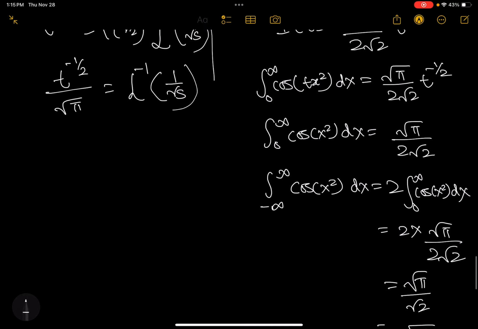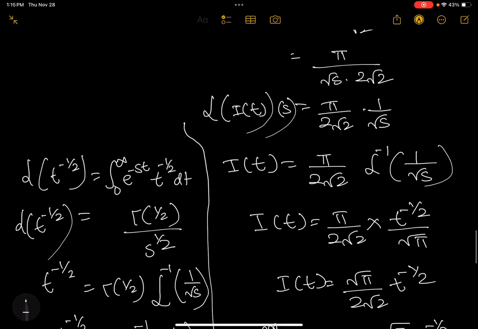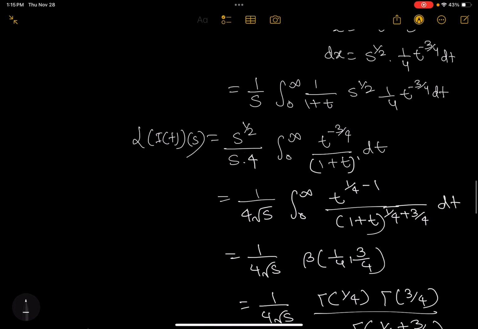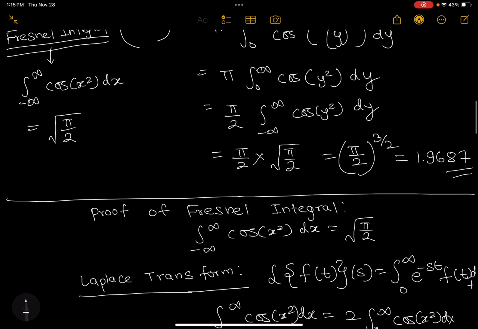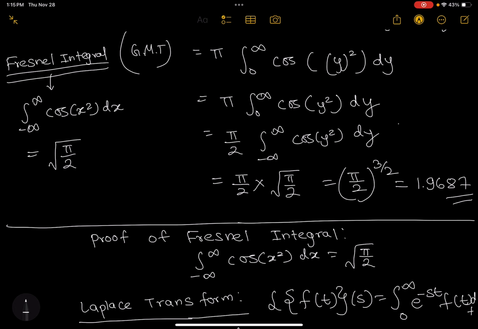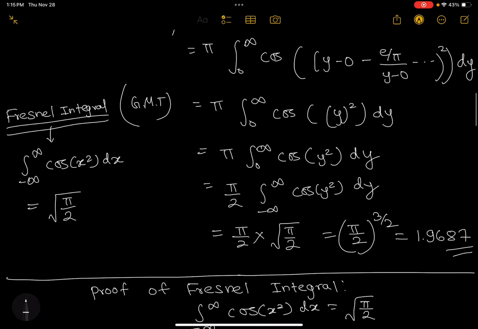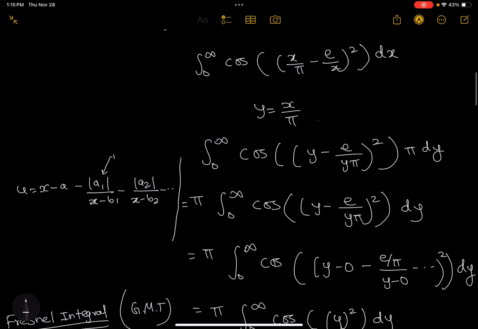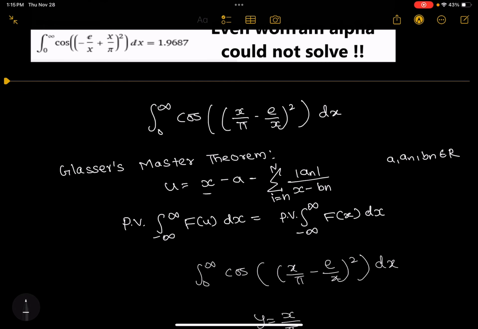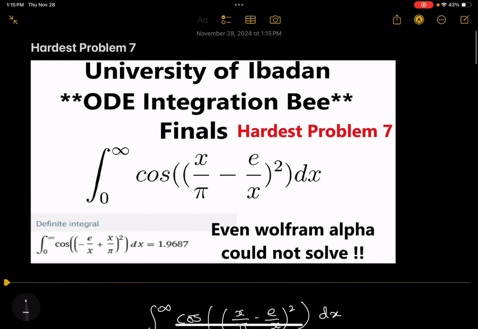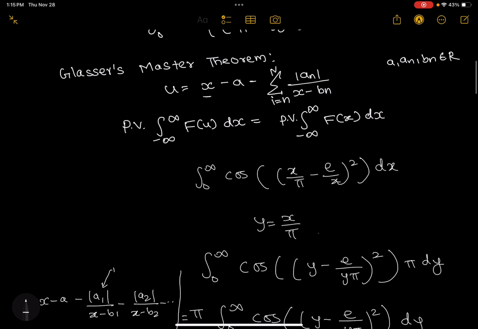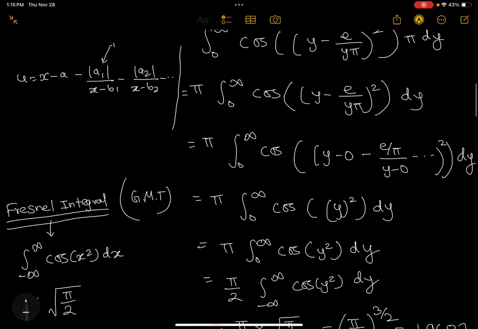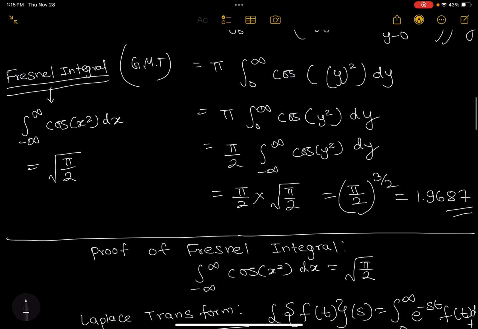So we have solved the Fresnel integral, and that means we have now definitely solved our original problem, because we were stuck at the Fresnel integral. I just told you that there are proofs on YouTube, but now we did prove it. This problem might have seemed hard in the beginning, but after we used Glasser's master theorem, we found out that this is actually just a Fresnel integral whose value is root under pi by 2.